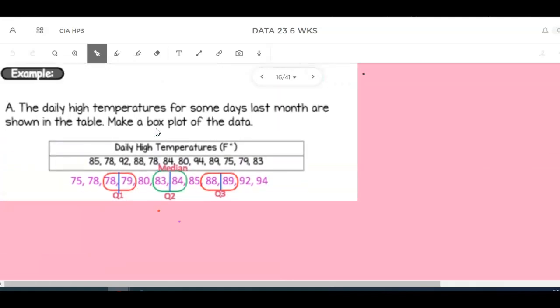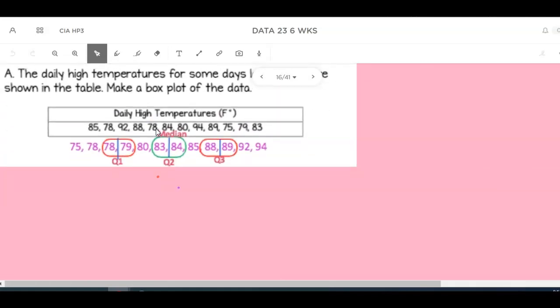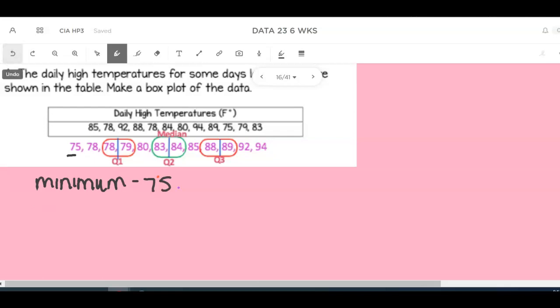Box and whisker plot, 5-number summary. All right. So I'm going to start with minimum, which is my smallest number. That is going to be 75. The maximum, oh wait, no. The Q1, the first quartile, that is going to be, well, we're going to fill that in a minute. We're going to need to find the median. We're going to find the third quartile value, and then we're going to find the maximum.